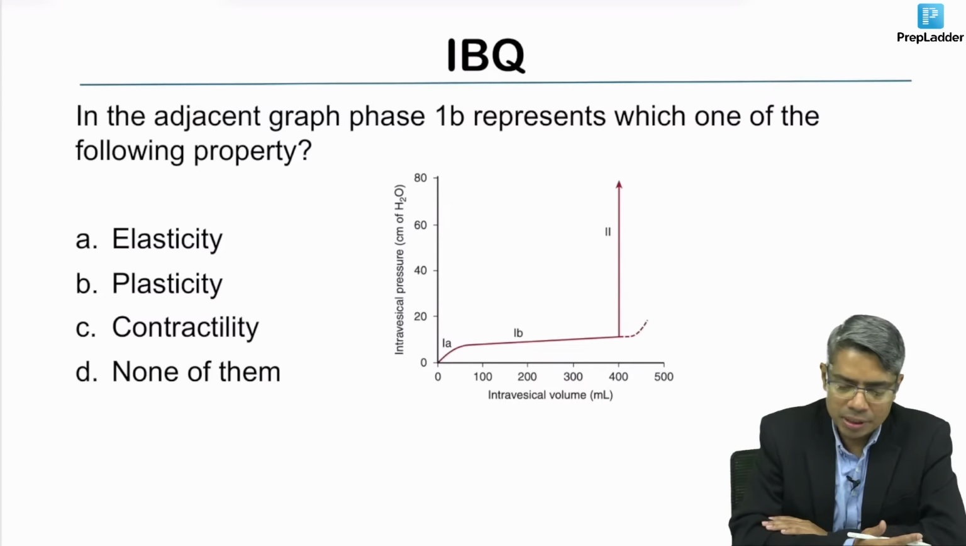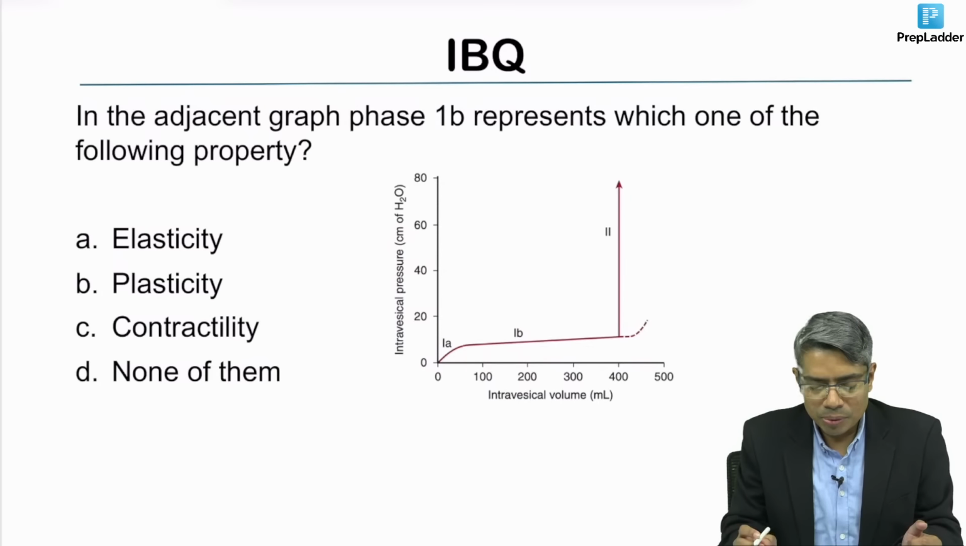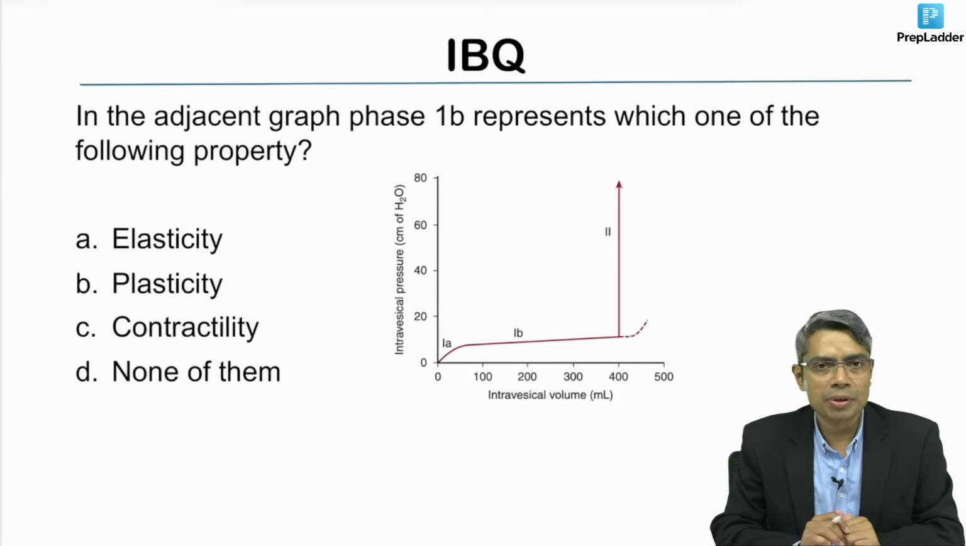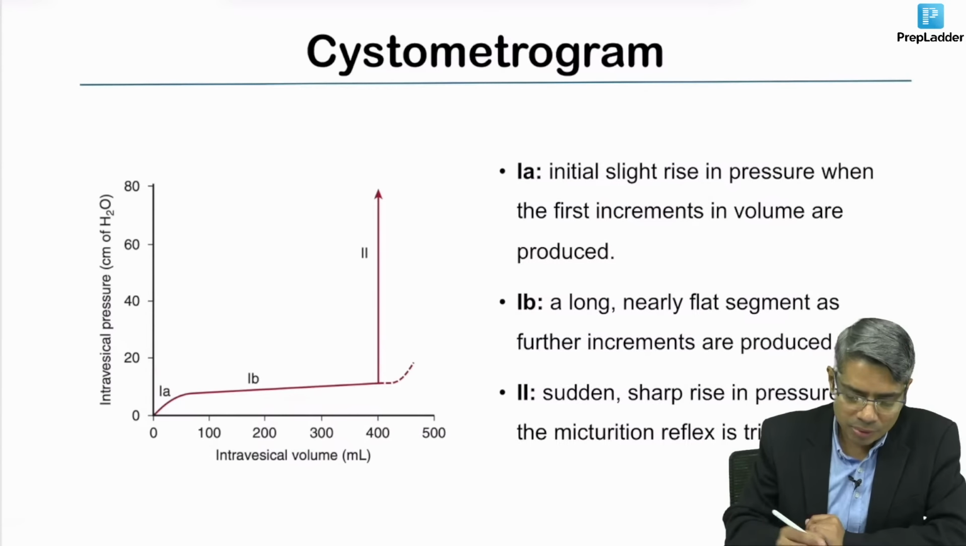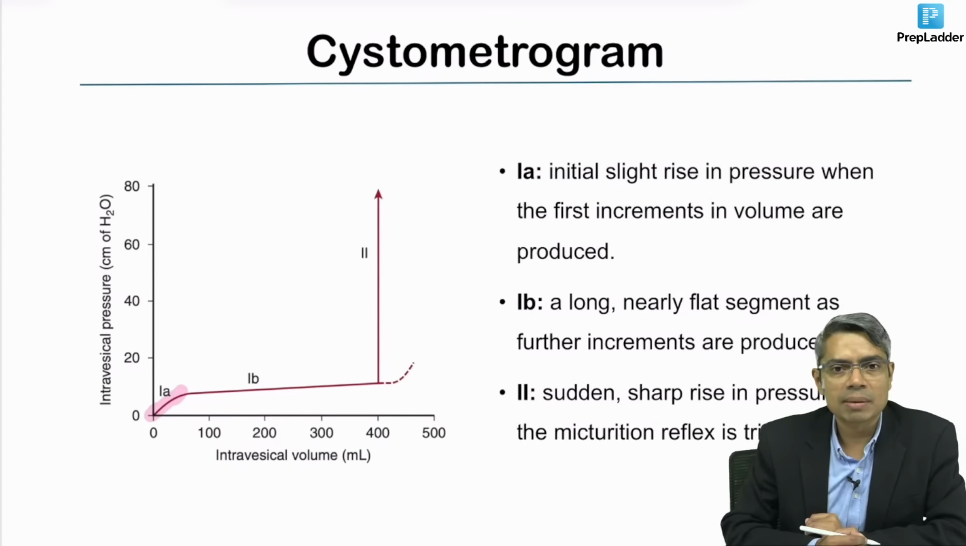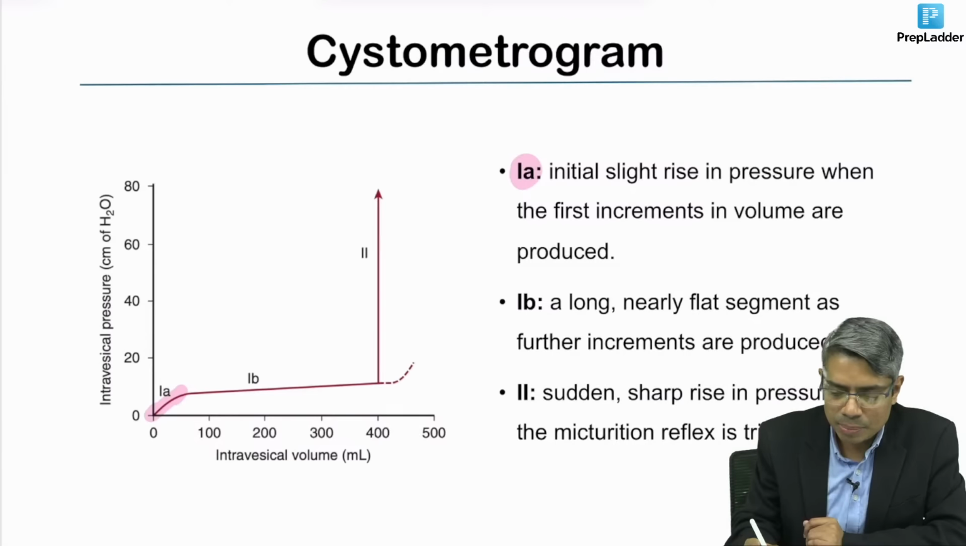Now, the next question is a diagram which is a cystometrogram. So, all of you know that in the case of the urinary bladder, when urine is filled inside it, if you measure the pressure change within the urinary bladder, you are going to get a certain curve. Okay. So, first one is the 1A. Look at this diagram, 1A part. So, 1A means initially slight increase in pressure.